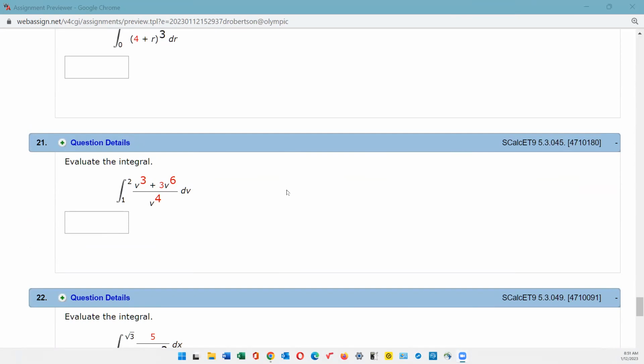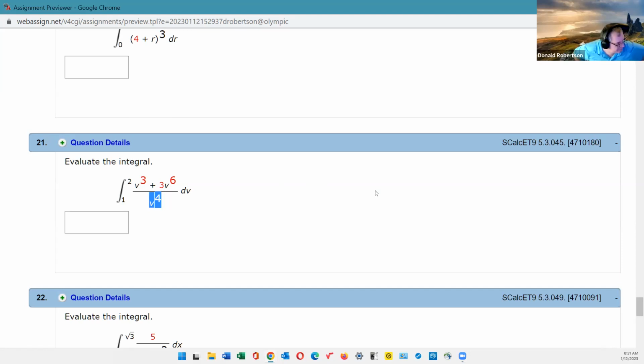You would make it so that the v to the power of 4 in the denominator would be v to the power of -4, put it on the top. So it'd be v to the 3rd plus 3v to the 6th plus v to the power of -4. And then just multiply it out and off you go.